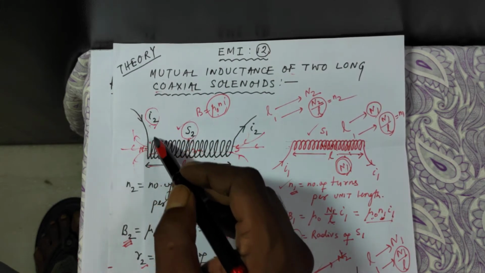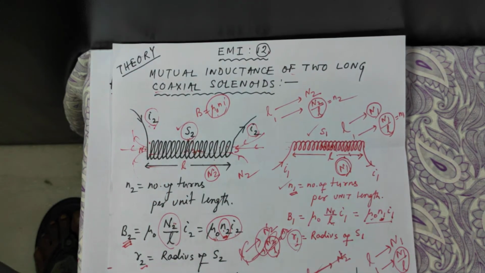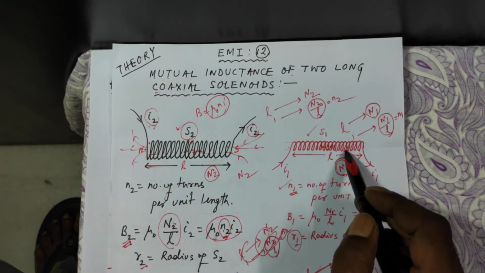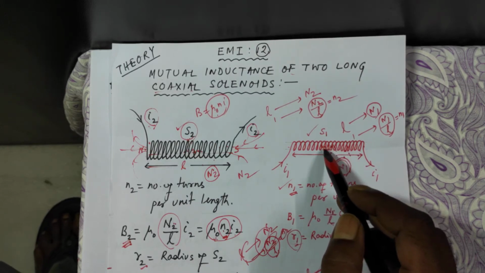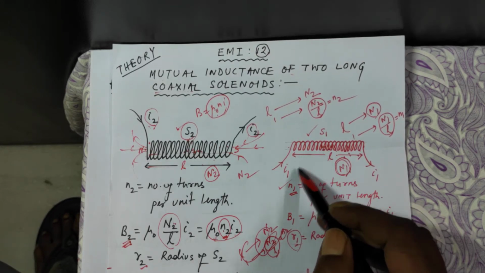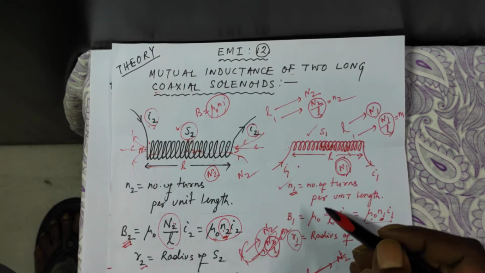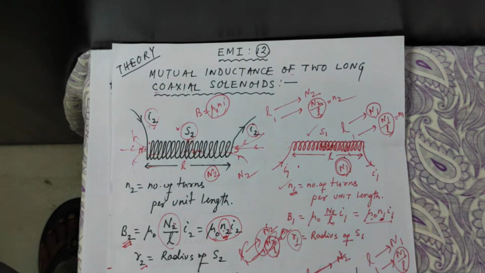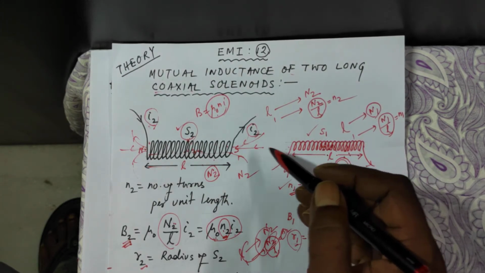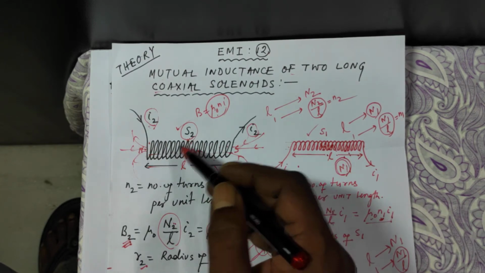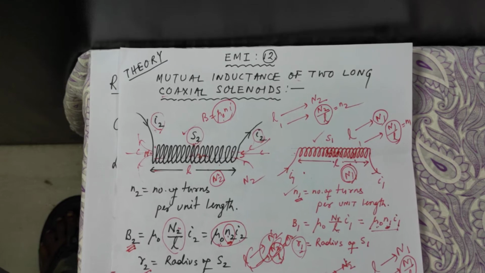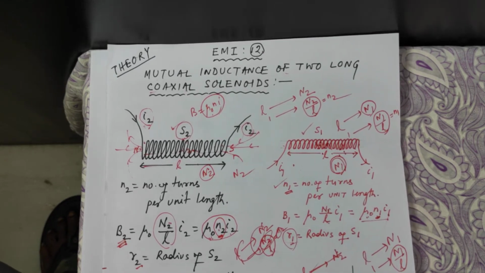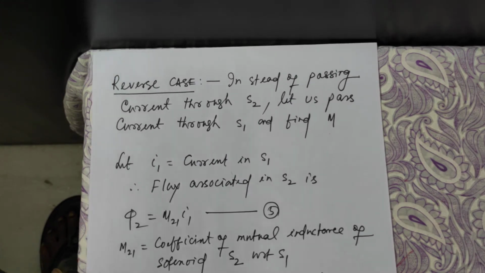We passed current I2 in S2, due to which its magnetic flux was linked with S1. And if that flux was changing, an EMF was developed and there was a current in S1. Now we'll pass current in S1, and we'll see whether it gives the same result or not, whether the mutual inductance comes out to be the same or not. So that is what I am doing in the reverse case.